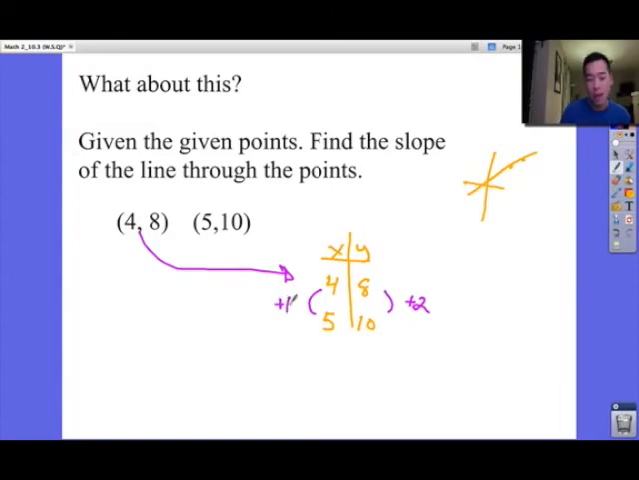I'm sorry, these are all positive slopes. You can have negative slope too, and it doesn't matter. If one of them is negative, the whole fraction is negative. So again, slope is delta y over delta x. In this case, it's 2 over 1, or just 2.